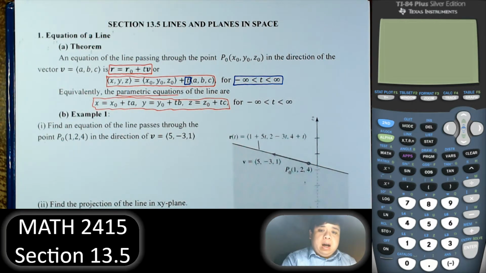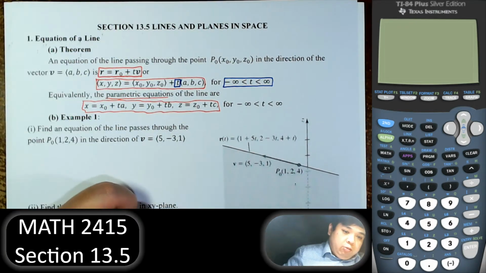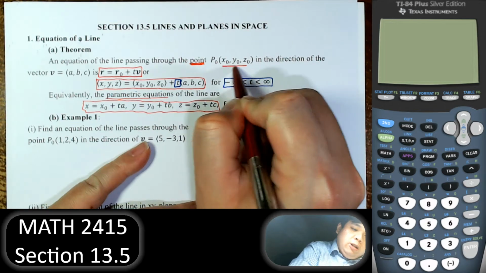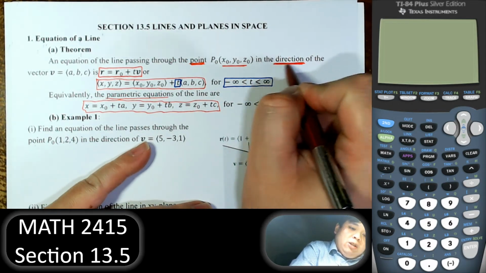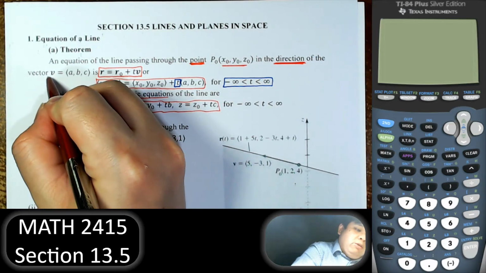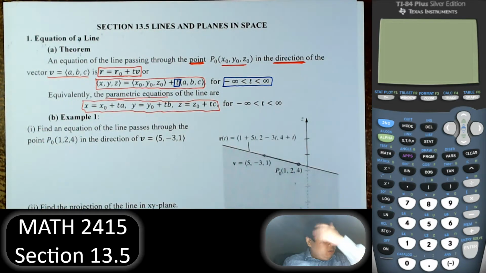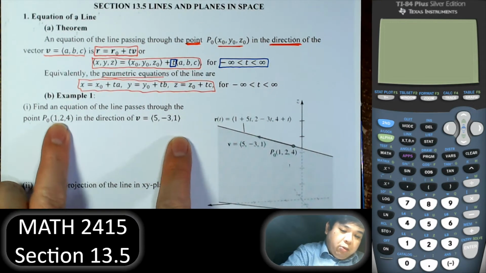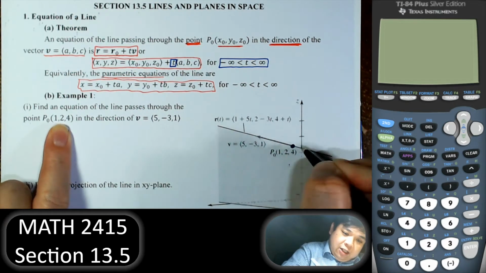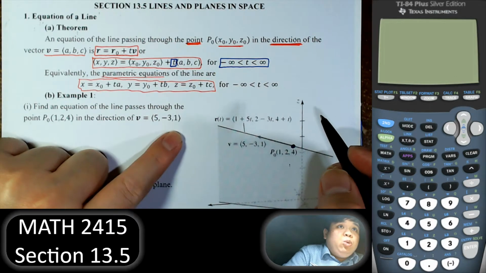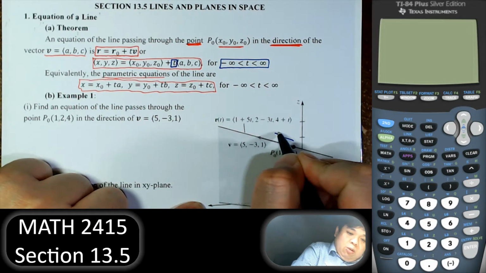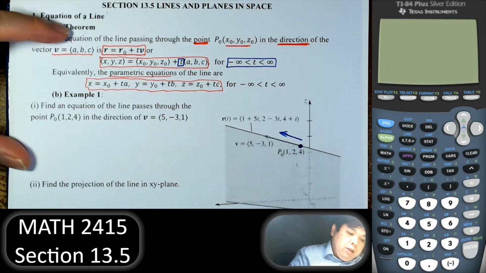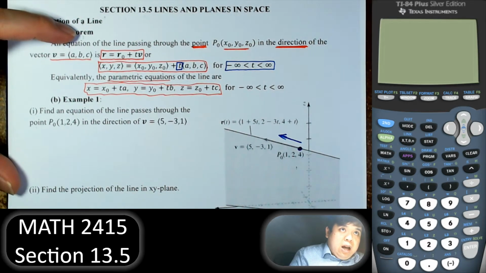Right. So bottom line, what do we need for the equation of a line? Two things. First, we have to have a point, and then we have to have a direction. So a point and the direction will define a line. Right. So next, find the equation of a line that passes through the point. So we have a point here, and it has the direction of 5, negative 3, and 1. So the direction, the vector pointing that way, 5, negative 3, and 1. Right. So just find the equation of that line.